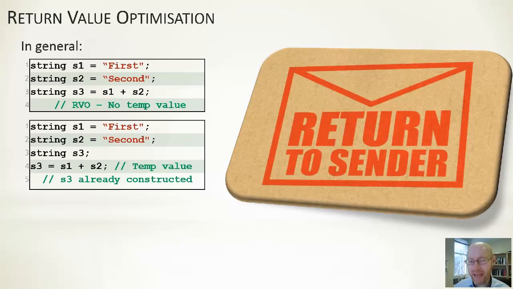The example underneath is more problematic because there in lines 1, 2, and 3, we are creating S1, S2, and S3. So S3 already exists by the time we get down to line 4. So in that case, we have to create a temporary variable so that we can then copy the contents of that across into S3, because S3 already exists at that particular point. So it's better to write it in the first form, that we are constructing it in a way where things like return value optimization can be used to help speed up the process of construction.